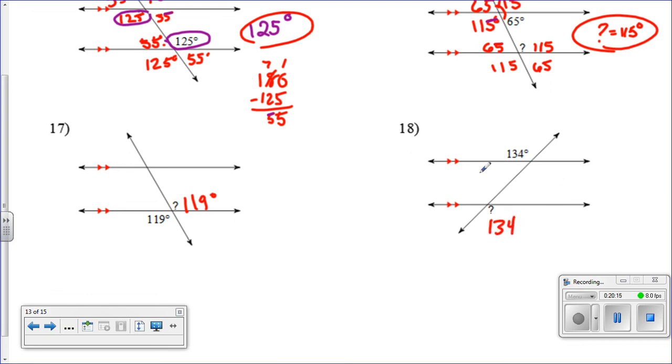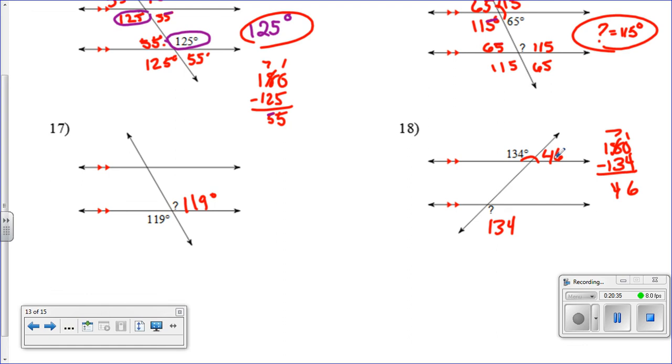And again, if you're not sure about that, what you can do is fill in all the other angle measures. So if that's 134, these two make up a straight line. They make up 180 degrees. So you could do 180 minus 134. So that means this angle would be 46.